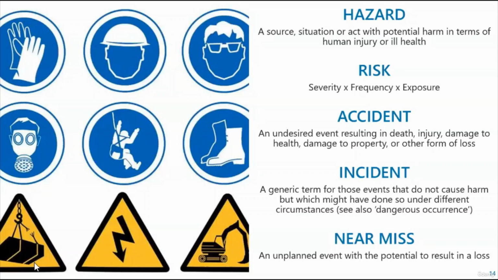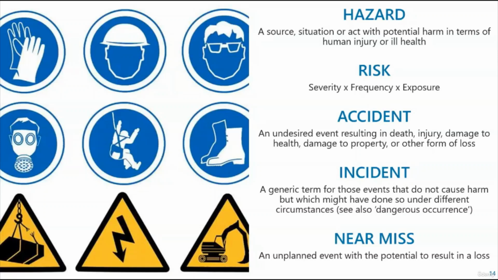And that's why we have risk defined here as severity times frequency, which is likelihood, times exposure, because the exposure is also a measure of how open or how vulnerable the worker is to this hazard. So these three elements make up that measure of the harm a hazard can cause. That is the severity or impact, the frequency or probability, and the exposure.